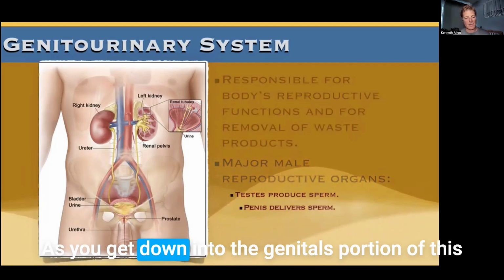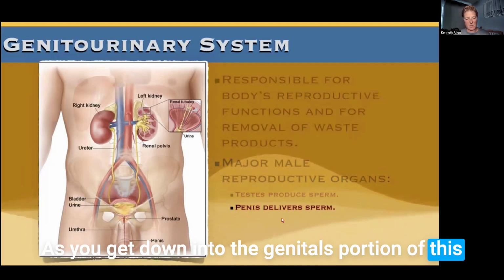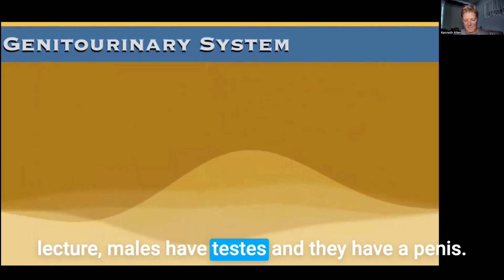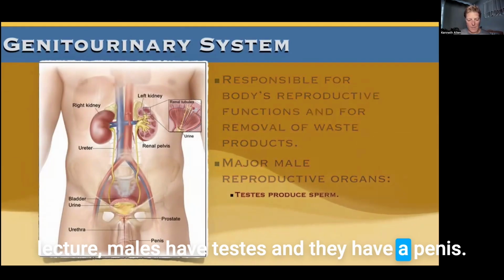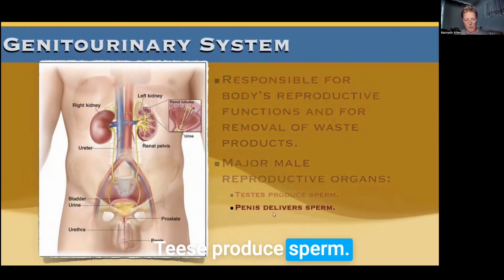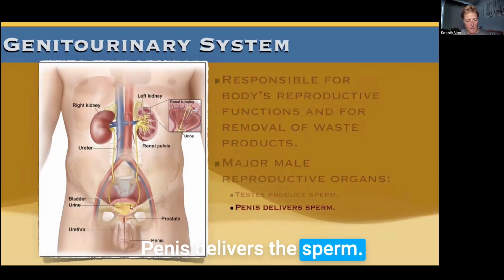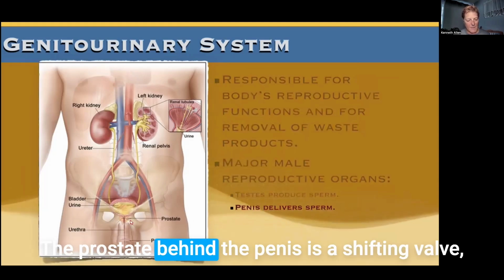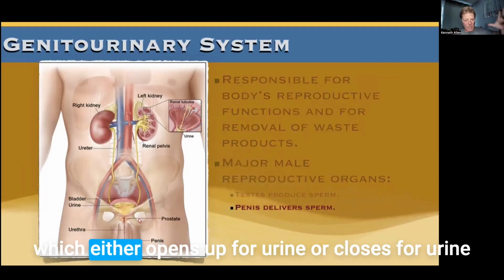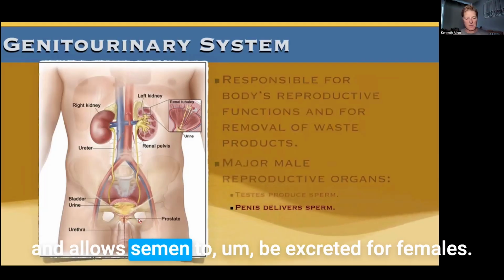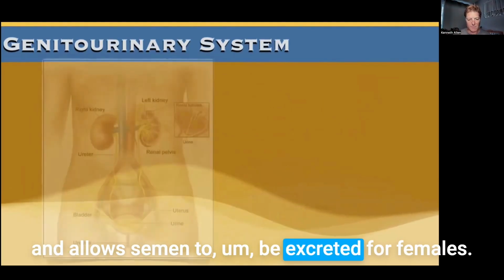As you get down into the genitals portion of this lecture, males have testes and they have a penis. Testes produce sperm, penis delivers the sperm. The prostate behind the penis is a shifting valve which either opens up for urine or closes for urine and allows semen to be excreted.